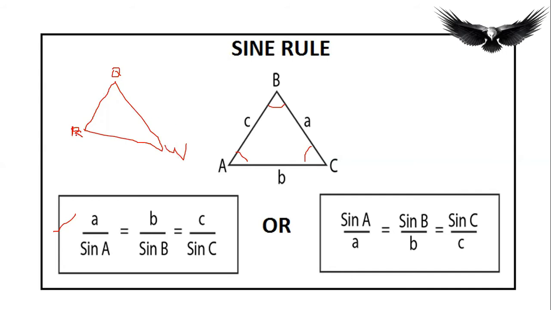Here, the opposite of this R will be small letter r. Then this Q, the opposite will be small letter q. This W, the opposite will be small letter w. Then the sine rule in this case can also become small q over sine Q is equal to small r over sine R, which is equal to small w over sine W. It can also be like that.